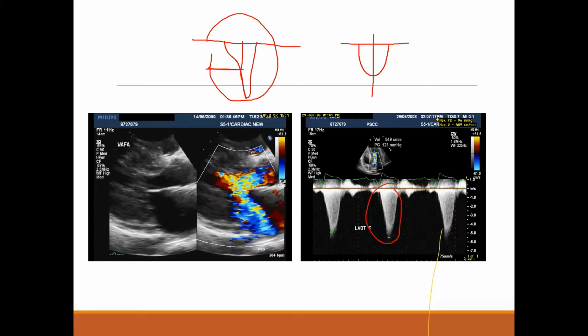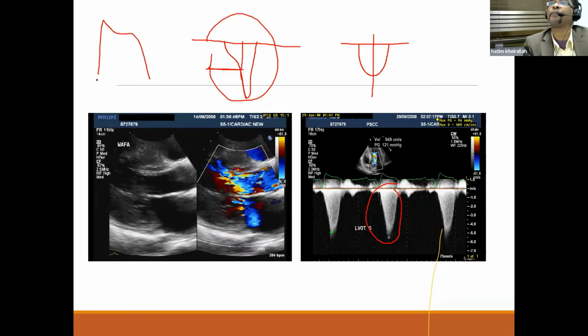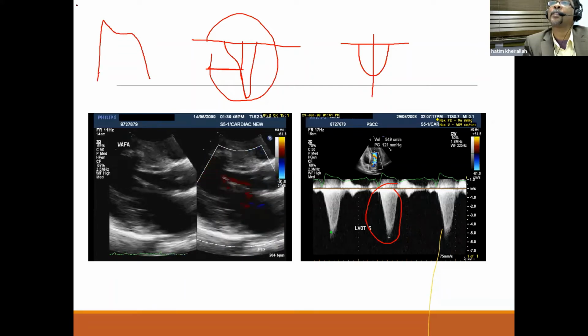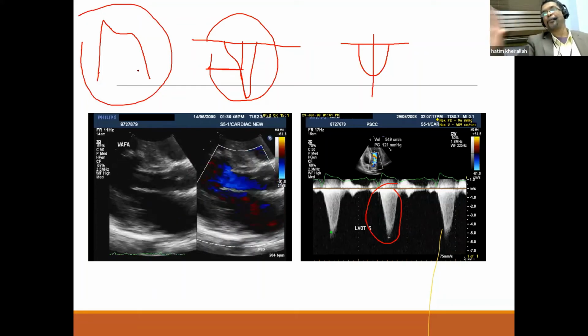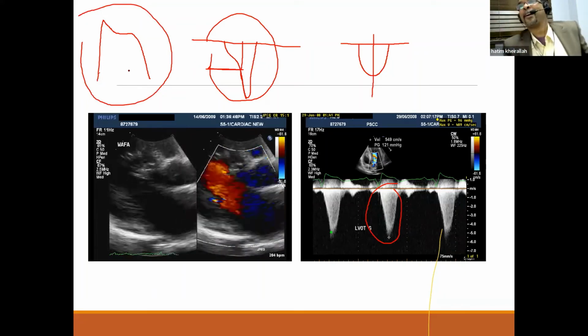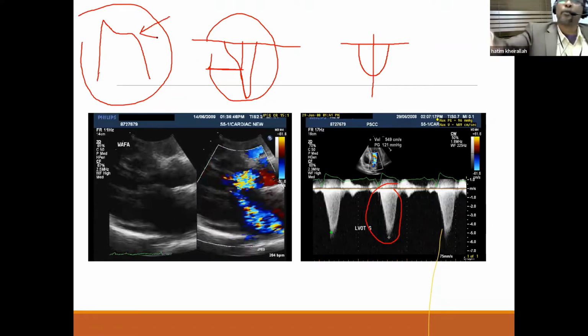Spike and dome. Yes, exactly, the spike and dome. Okay, so the spike and dome is the same mechanism. I'm not gonna elaborate because it will take a lot of time, but it's the same, it's the equivalent. So this is exactly the dagger shape signal in invasive hemodynamics.